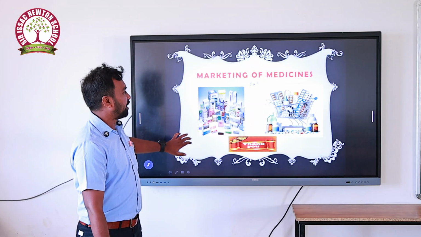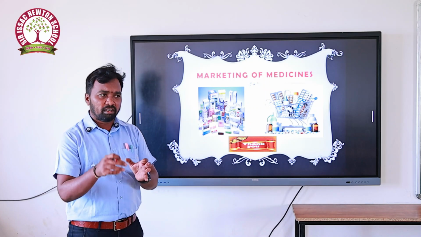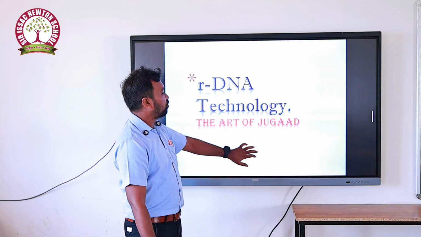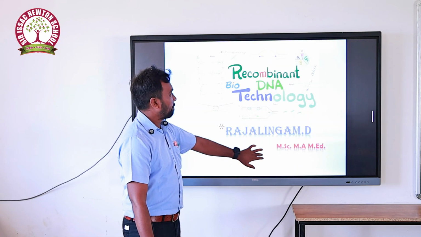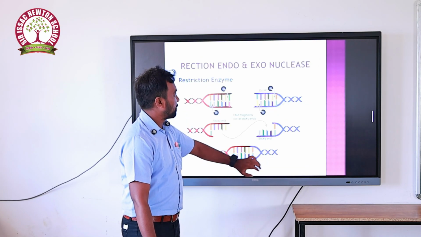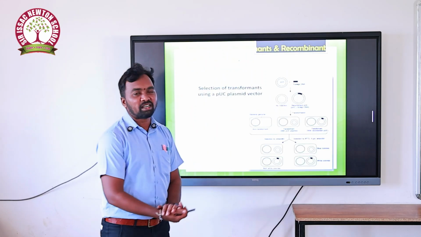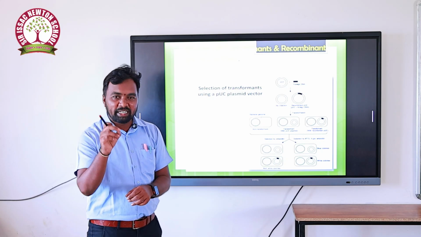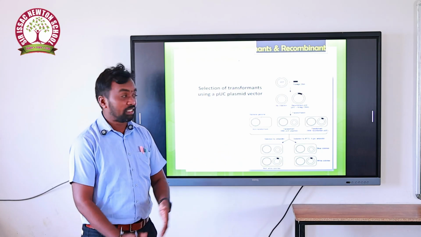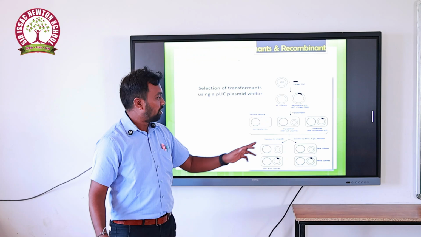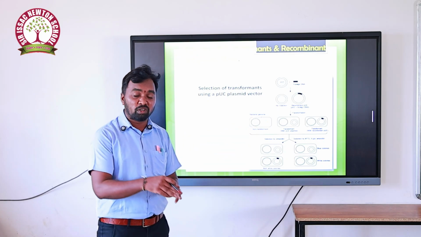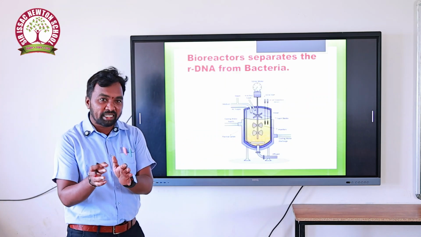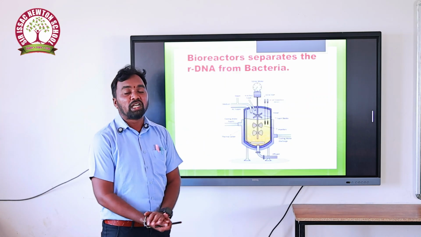After the insertion into the bacteria, we separate the recombinant DNA from the bacteria. How do we separate? These are the transformants and non-transformants. Transformants contain the rDNA, non-transformants do not contain the rDNA. By separating transformants from non-transformants, we go on to separate recombinants from non-recombinants. Only after the recombinant separation do we go for the downstream process.